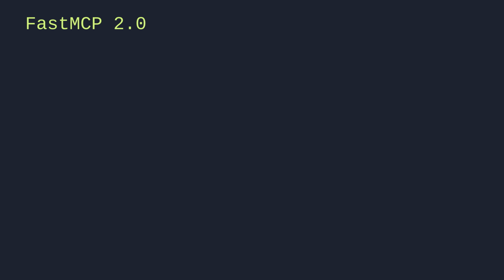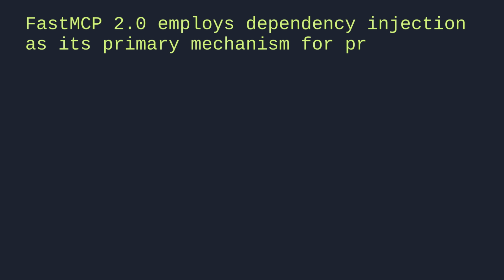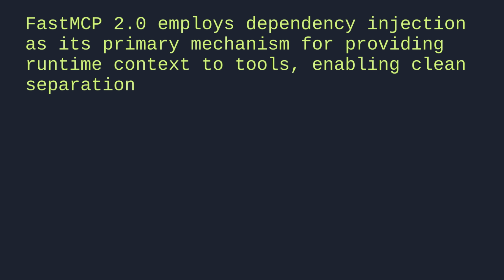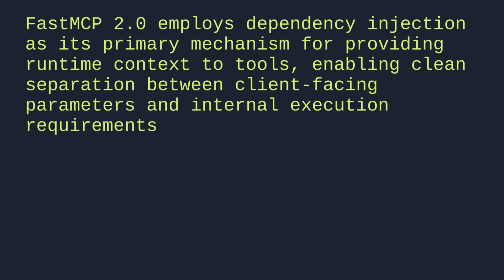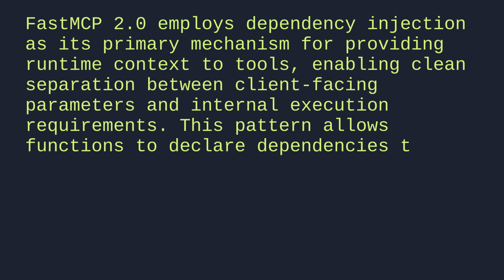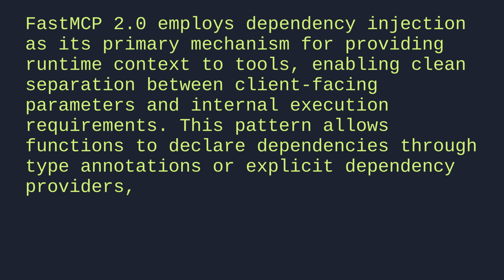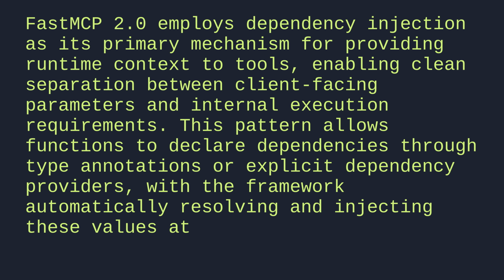FastMCP 2 employs dependency injection as its primary mechanism for providing runtime context to tools, enabling clean separation between client-facing parameters and internal execution requirements. This pattern allows functions to declare dependencies through type annotations or explicit dependency providers, with the framework automatically resolving and injecting these values at runtime.